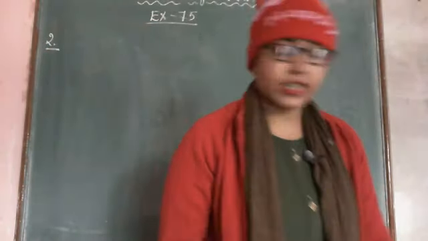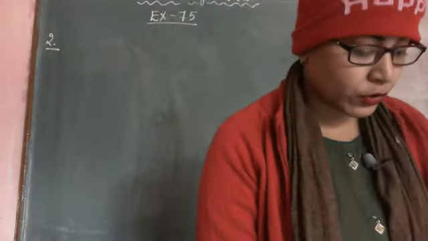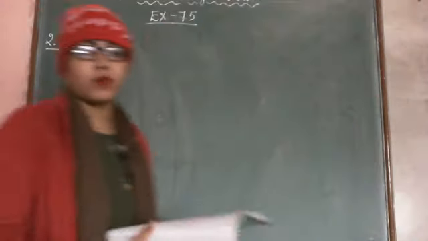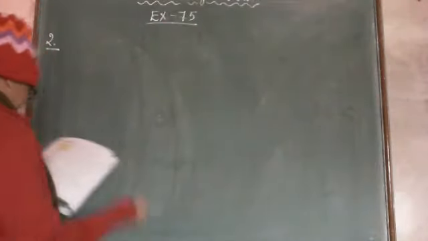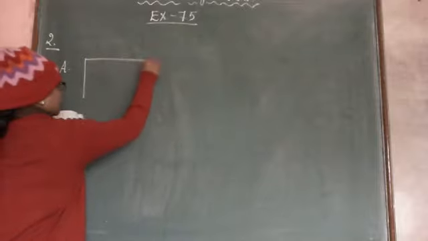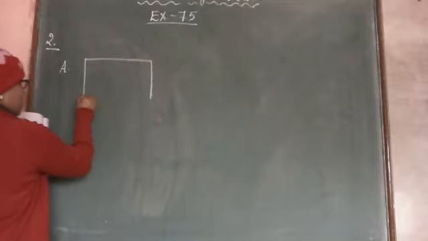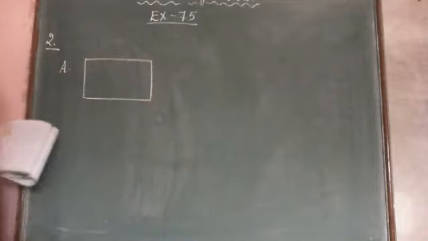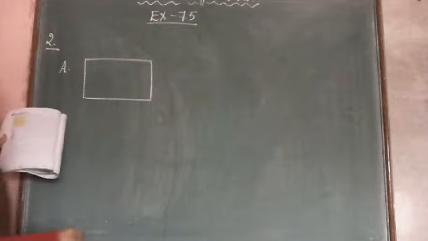Match the shape with its tiling. So you need to note down the question. Note it down with the help of the book. Till then I am drawing the matching column. Till then you also note down the question from the book.